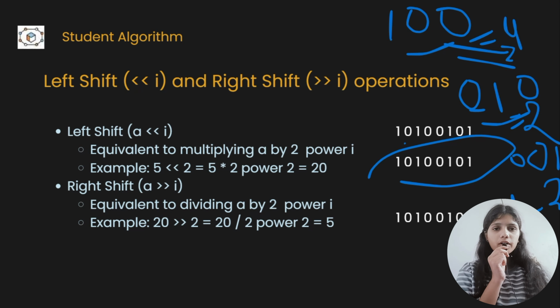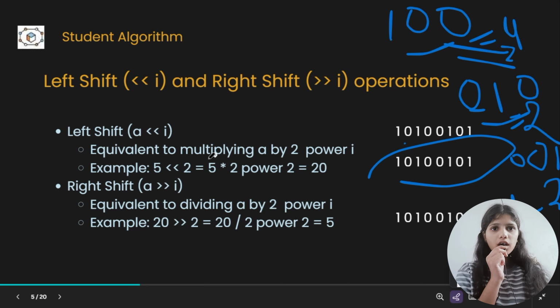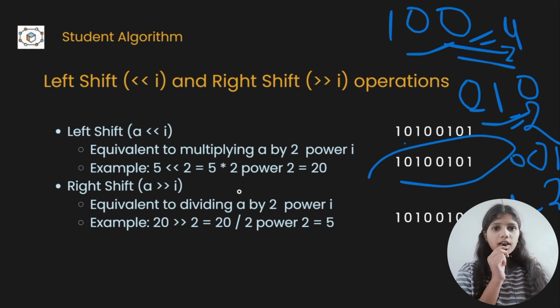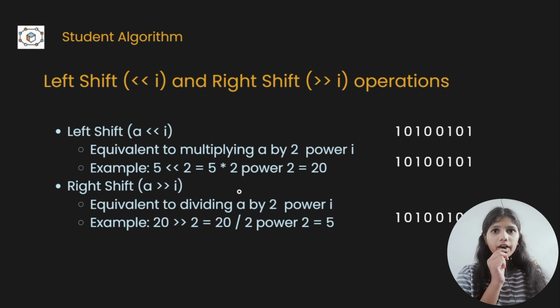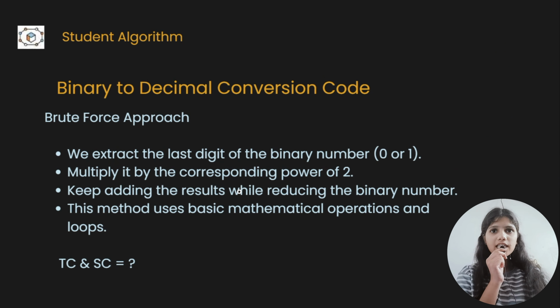If you know the power I, then we will be multiplying or dividing based upon the shift. If it is left shift, we will be multiplying the number by 2 power I. If it is right shift, we will be dividing that number by 2 power I, where I is the number of shifts that we have done. I hope it is clear, right? Now let's move to the next thing, binary to decimal conversion code.